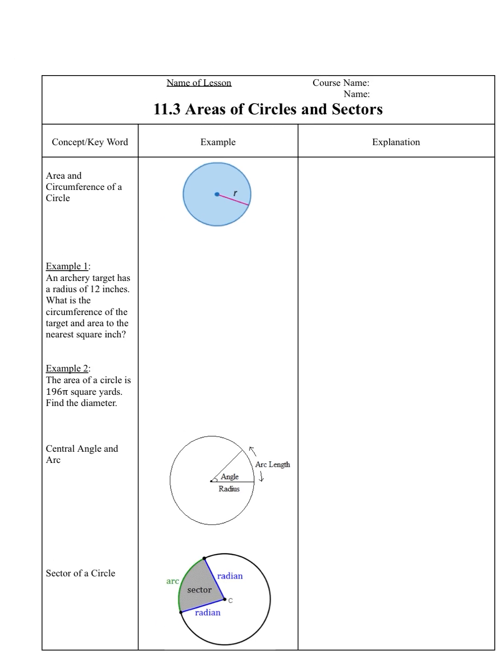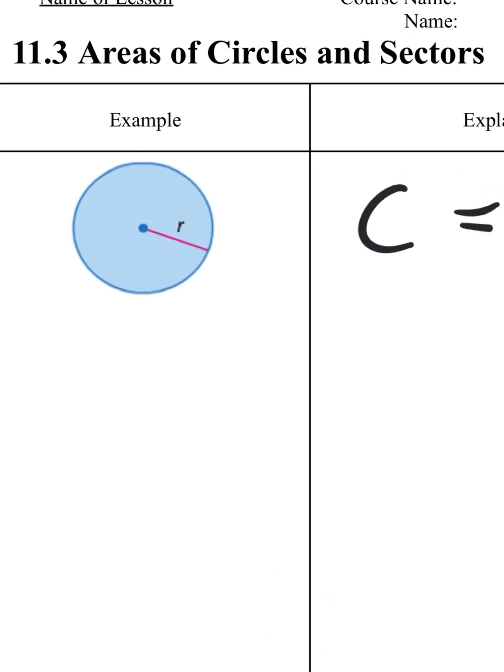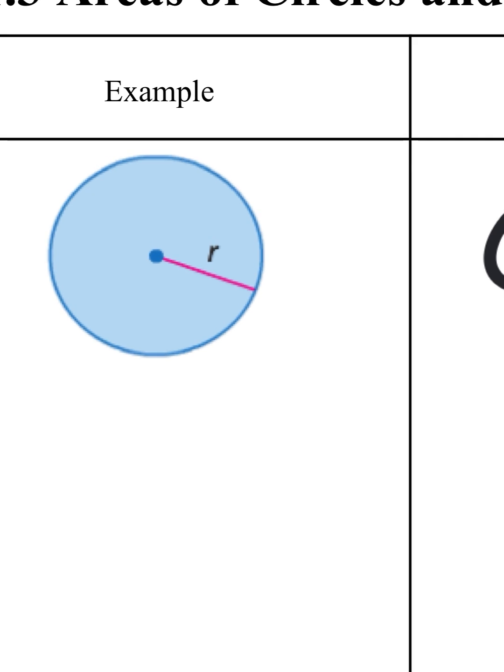Circumference is 2 pi r. So the radius r is a line that goes from the center of the circle to the circumference. That's a radius. A diameter is if you go all the way across from one point on the circumference to another and you pass through the center.